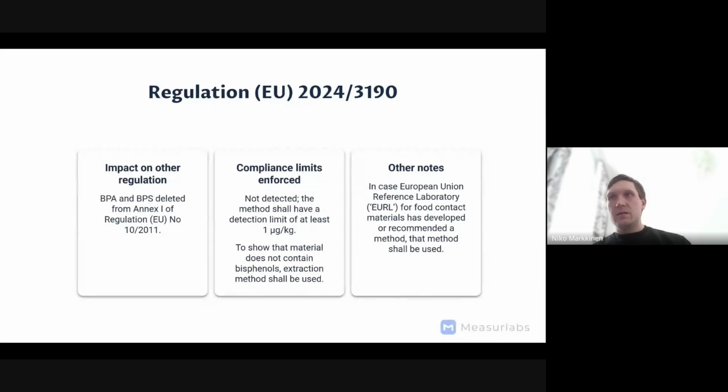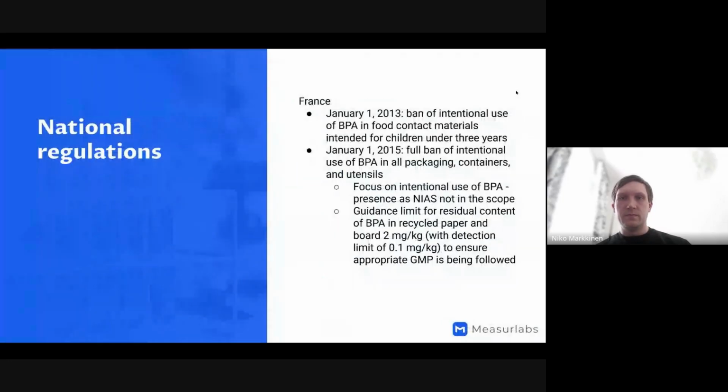And this at the moment is being applied for the specific migration and also the content based on extractions. And if you want to show that the material does not contain any bisphenols, you have to use an extraction method. About the test methods that you use, to our best understanding, there is no official method from the European Union reference laboratory yet. But once those are available and recommended, laboratories, or the manufacturers, are bound to use those test methods in proving the compliance. So that's about the newest regulation.